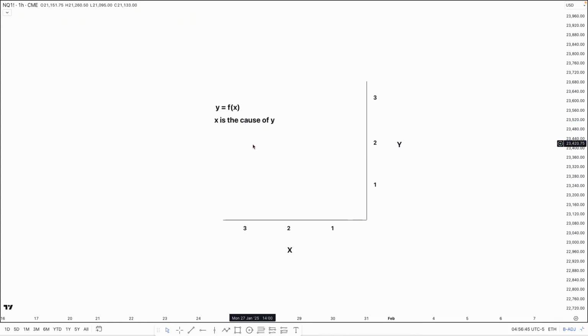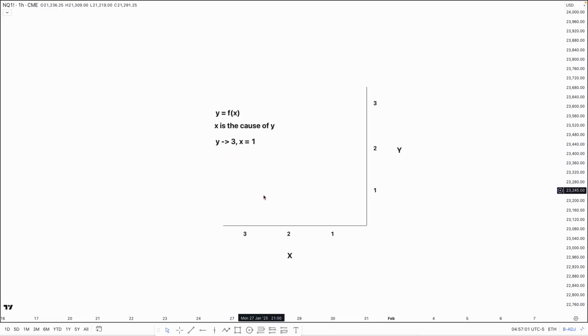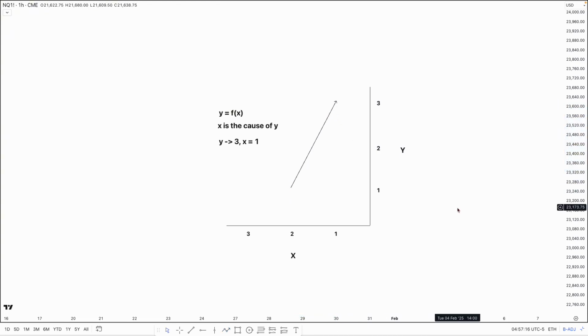For example, if we want price to move to 3, x must be 1, for example. So if price is trading here, for price to move to 3, x must be 1. So we must wait for the right time for price to move. Hopefully that makes sense.